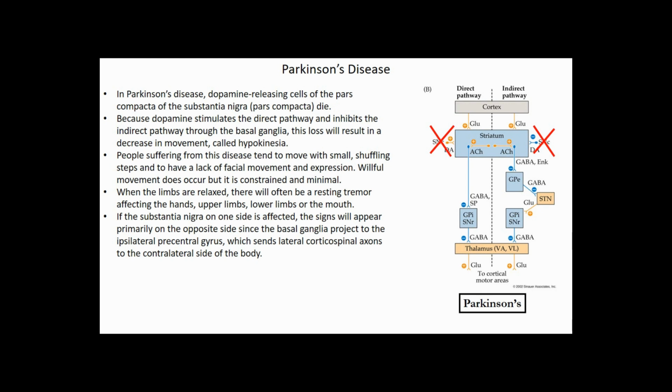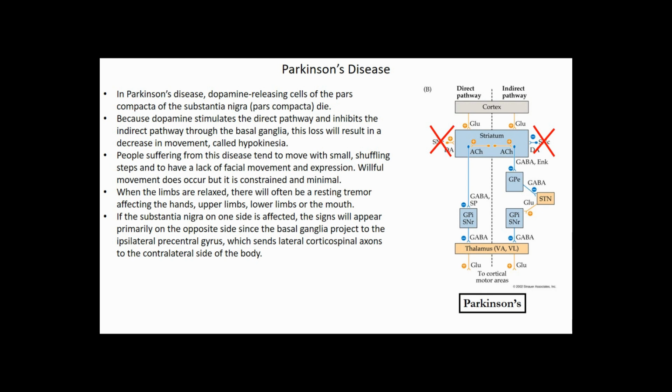So they can make willful motions, but it takes a lot of effort, and it's very constrained and minimal when it does actually happen. Now, when these people relax, they tend to have a resting tremor affecting the hands, upper limbs, lower limbs, and mouth. That's not related to an increase in motor activity. It's just an inhibition removal from the lower motor neurons of the spinal cord.